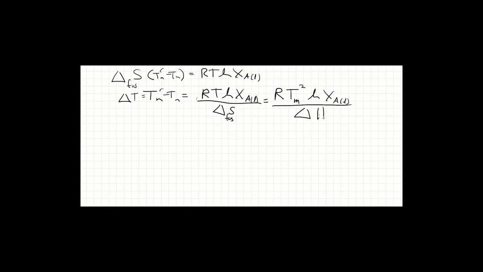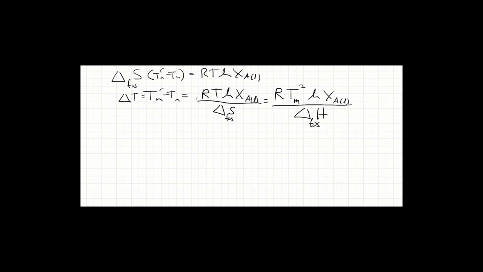This is the one that you've seen in your textbook. So notice what happens. If we have any mole fraction here other than one, this is going to be a negative number. And so this whole thing, since delta H fusion is a positive number, this whole thing comes out to be negative, and we get delta T that's negative. In other words, the freezing point goes down.